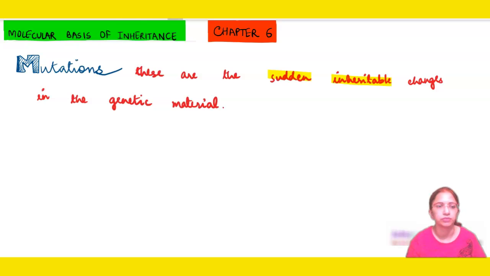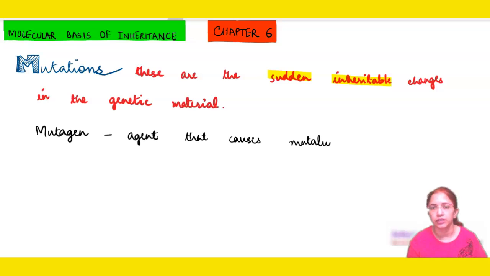Another term which is important to know while we are studying mutations is mutagen. Okay, so a mutagen is the agent that causes mutations. We will be talking about them as well.